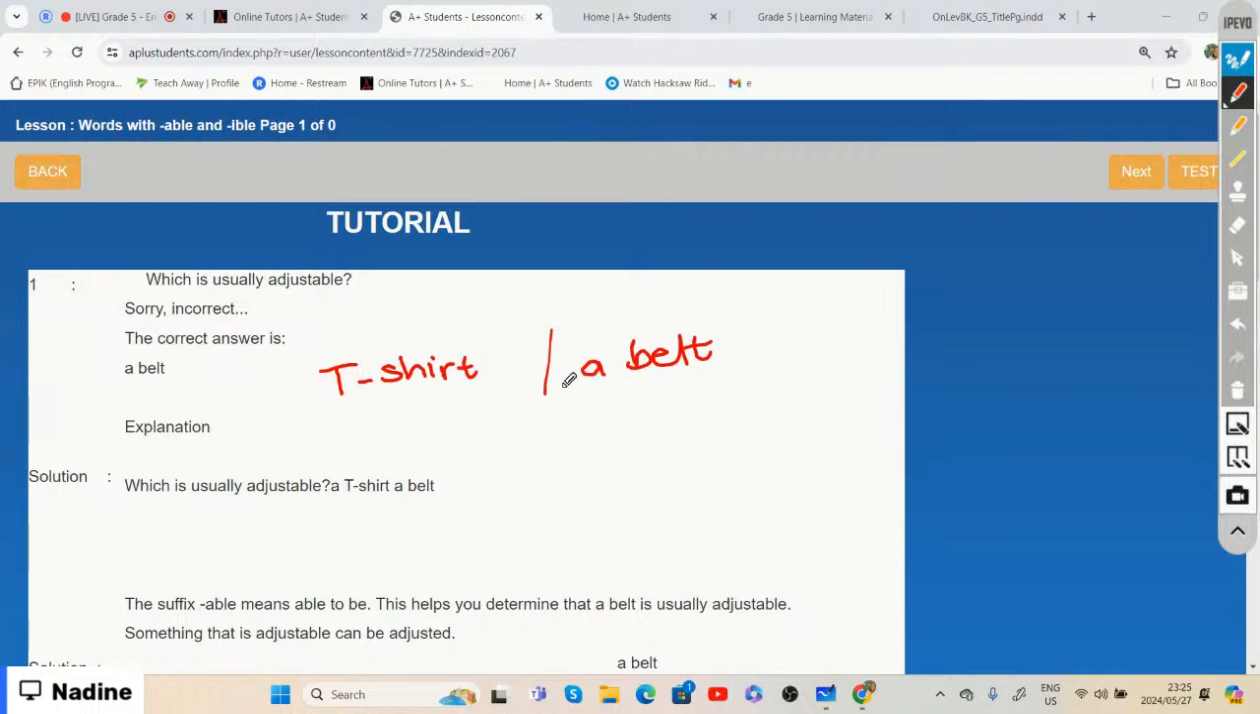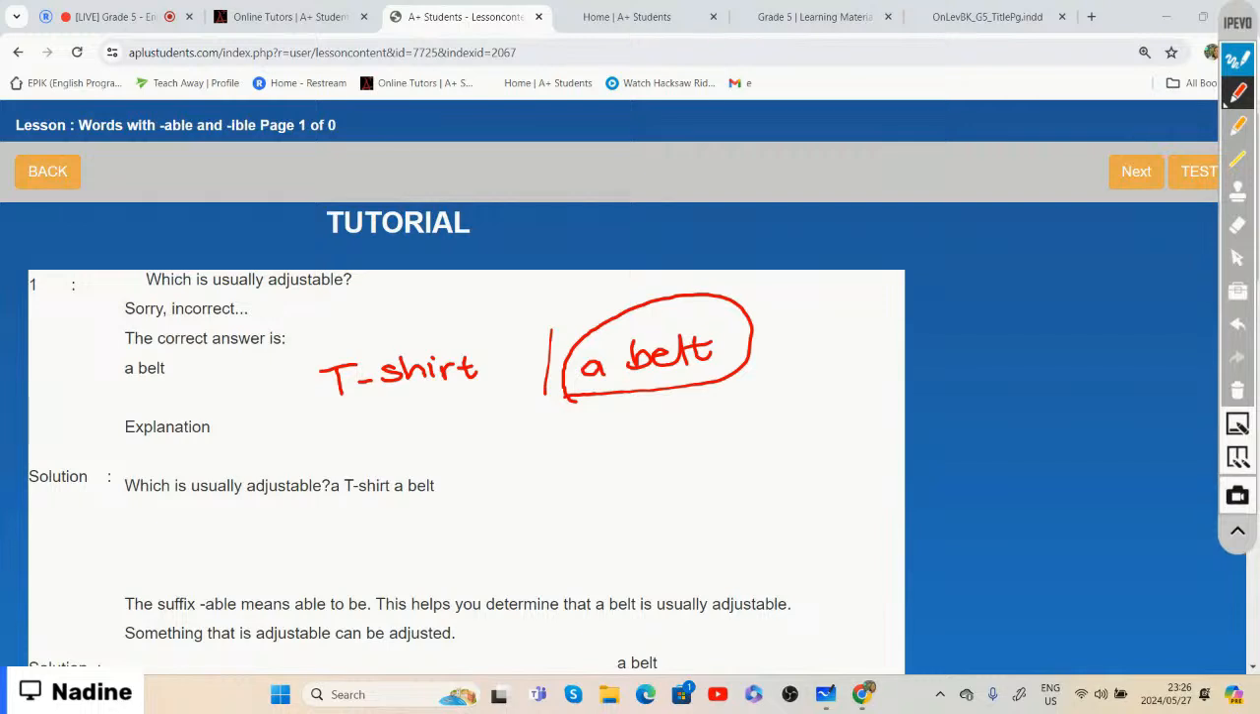So it means that a belt, right? A belt can be adjusted. It is usually adjustable, right? So a belt can be adjusted because if you're a bit thinner or slimmer, then it means that there's different holes in the belt that you can adjust to make it a bit smaller.